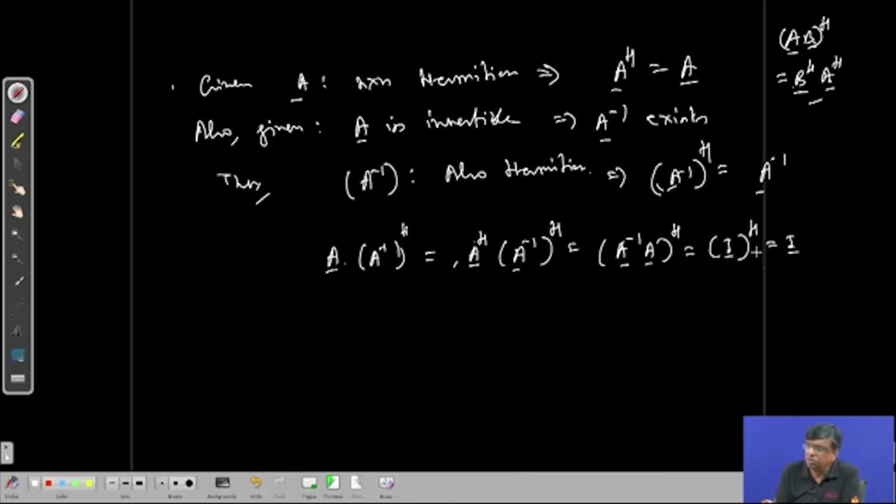Zeros from I comma j go to j comma I, and zeros from j comma I go to I comma j. And for a diagonal matrix, diagonal elements remain the same, 1 1 1, so it remains identity.